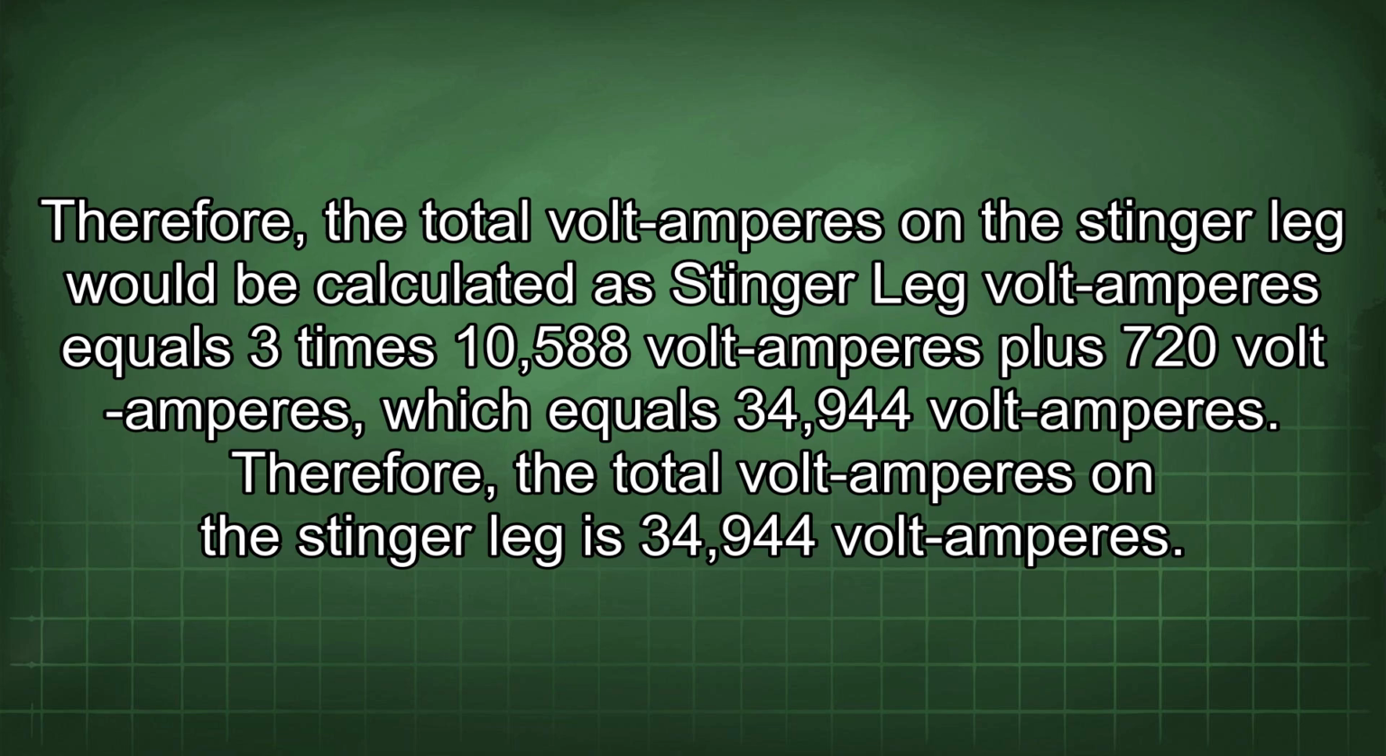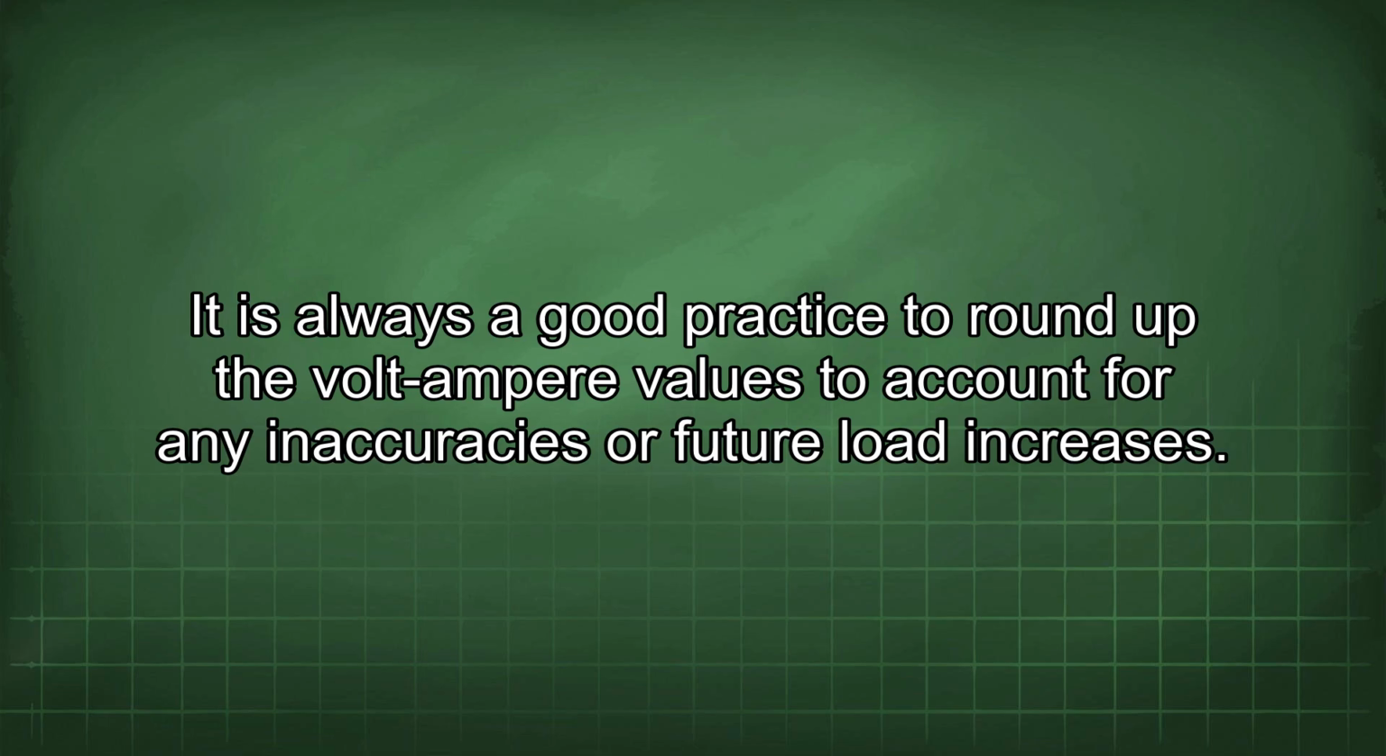10,588 volt amperes plus 720 volt amperes, which equals 34,944 volt amperes. Therefore, the total volt amperes on the stinger leg is 34,944 volt amperes. It is always a good practice to round up the volt ampere values to account for any inaccuracies or future load increases.